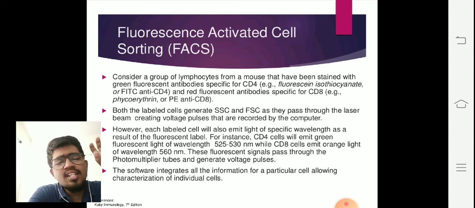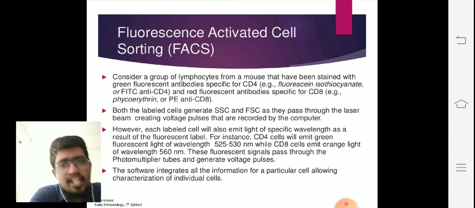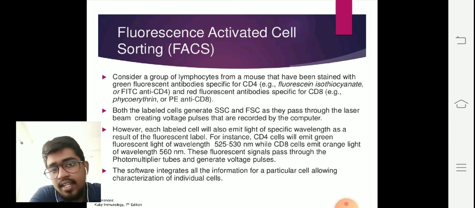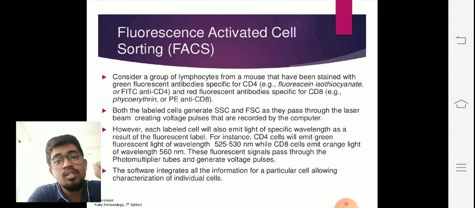So these fluorescent signals pass through the photomultiplier tubes and generate voltage pulses. So the software integrates all the information from a particular cell, allowing characterization of an individual cell. You can characterize every individual cell using this technique. So this fluorescence activated cell sorting is definitely helping us to understand and characterize each cell. And that's how this fluorescence activated cell sorting works. So I think you understood, guys. It's very crucial to understand all these concepts beforehand, before you start working on flow cytometry.